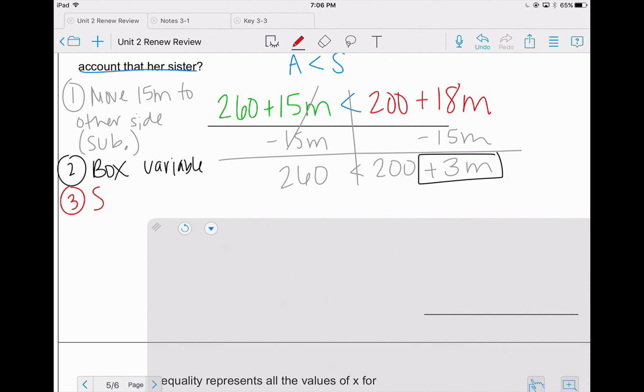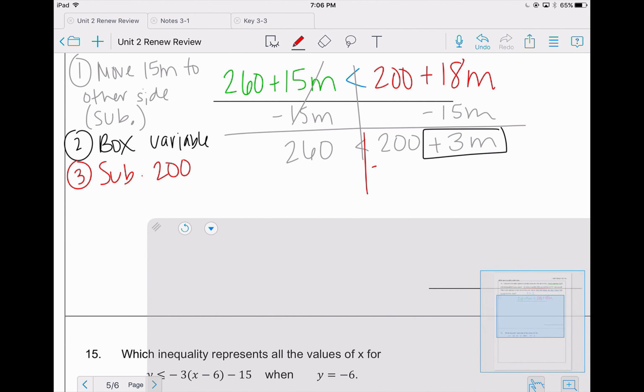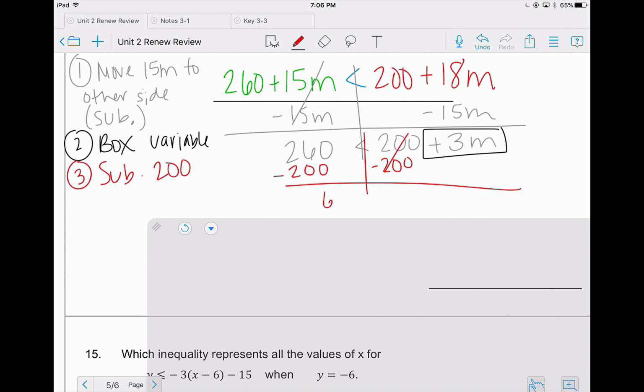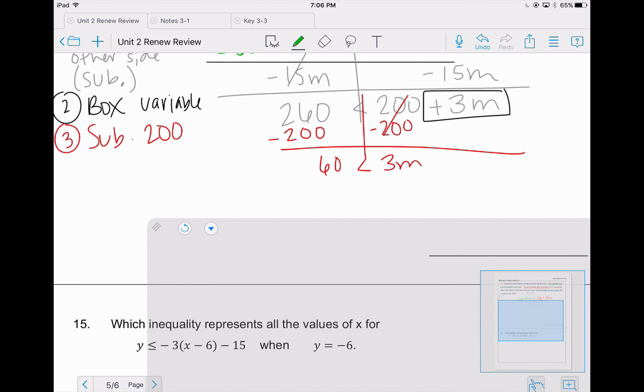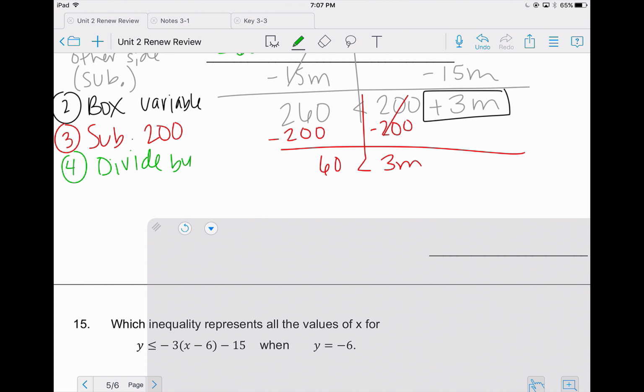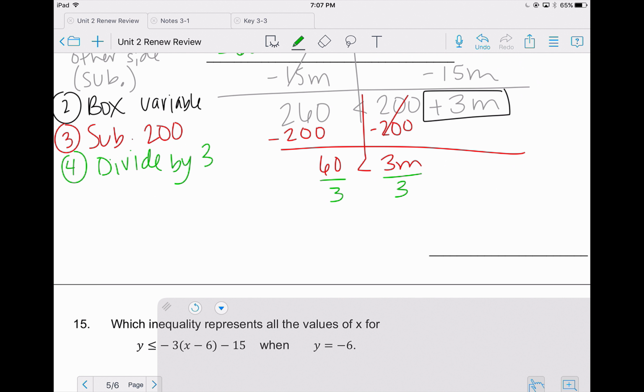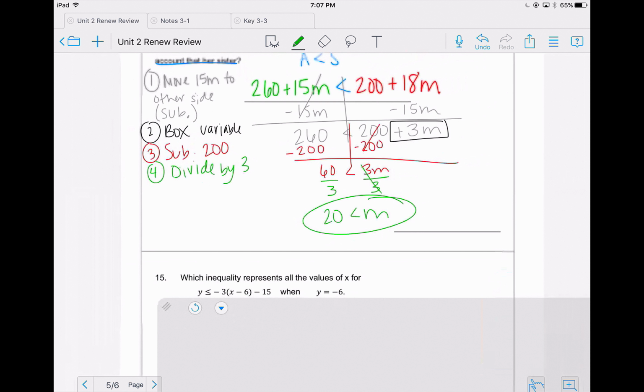Now I am going to subtract 200 because 200 is on the same side as m and not in my box. So I have 60 is less than 3m. And then I will divide by 3 because 3 and m are attached through multiplication. So 20 is less than m. Now this one we don't have to graph, so you can leave that as your solution.